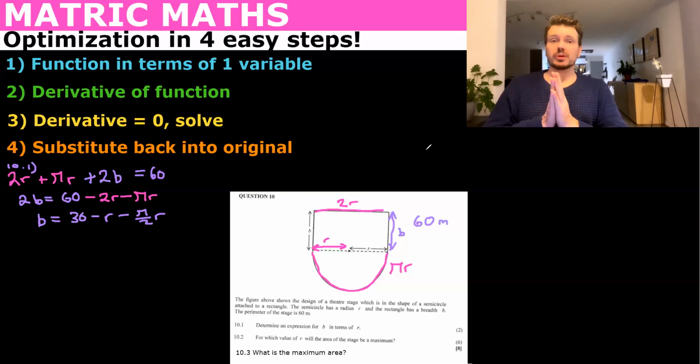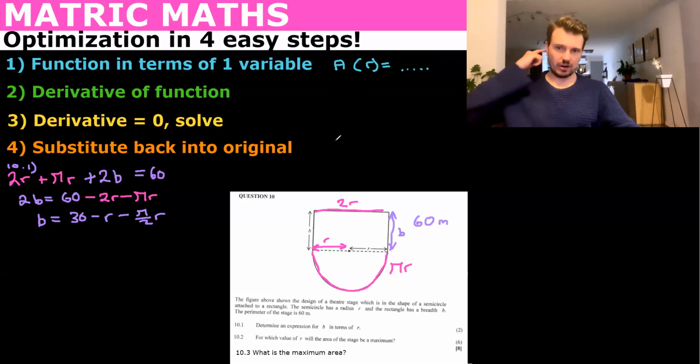And so the first thing we're going to do is we're going to find the function in terms of one variable. So they want to know the value of r which will give the area of the stage a maximum. So what we need to do, if they want to know where the area is a maximum, we're going to find a function for area. So our step 1 is we're finding a function. In this case, we're finding an A of r, right? Because it's in terms of the radius. So A of r equals, and it's going to be something with just r's in. Okay, so we need a function for area.